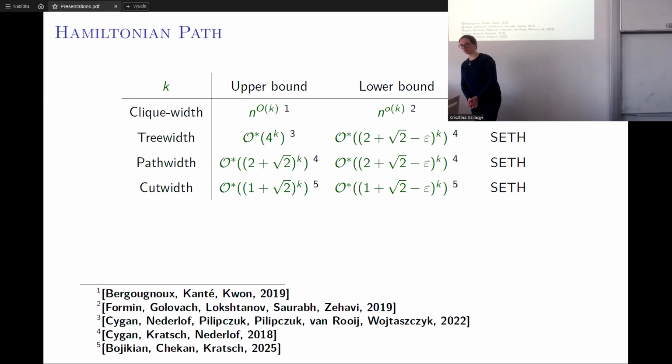These are results from the literature about the parameterized complexity of Hamiltonian paths. We see results for cliquewidth, treewidth, pathwidth, and cutwidth. And we see that they're mostly tight.